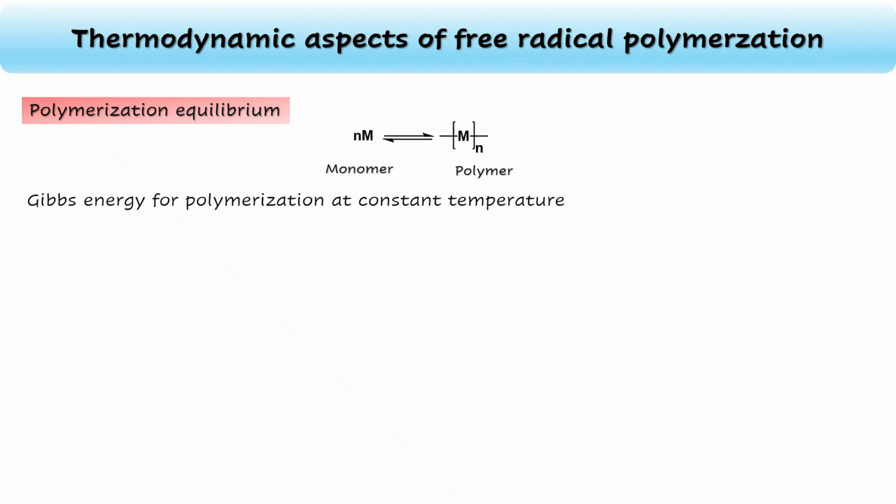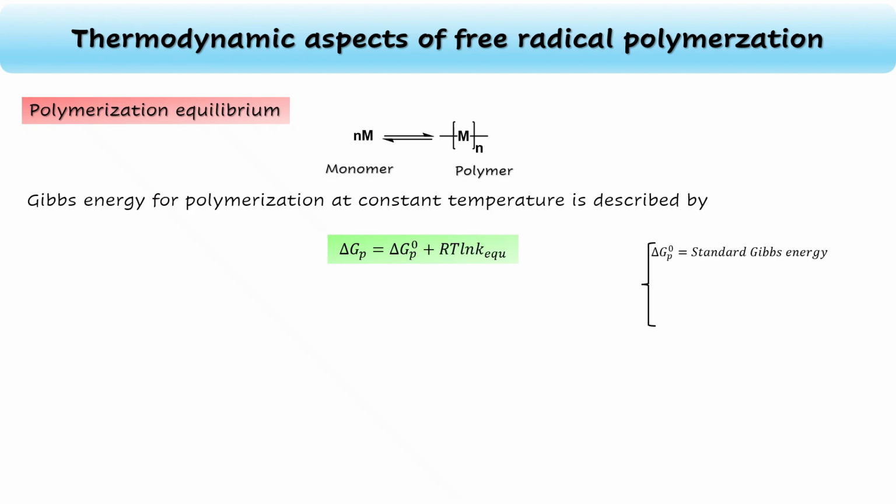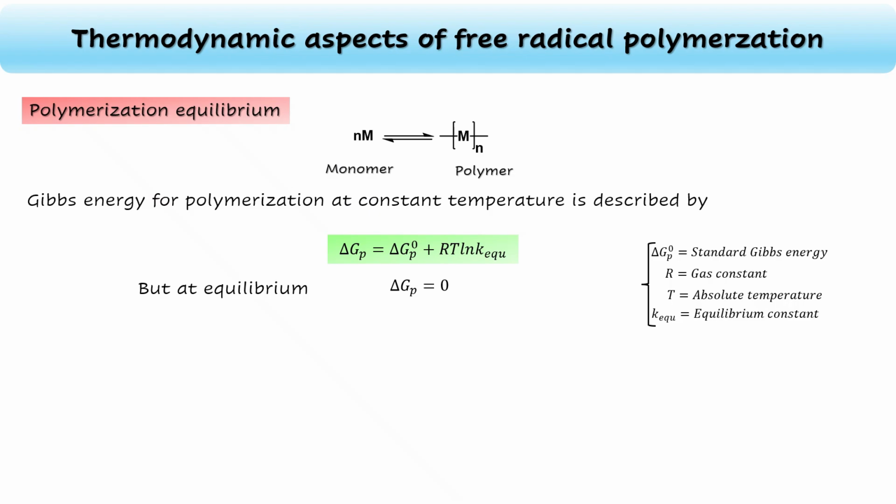At constant temperature, the Gibbs Free Energy for polymerization is given by the equation ΔGp = ΔGp° + RT log K, where ΔGp° is the standard Gibbs free energy, which is defined as Gibbs energy of polymerization at standard condition of temperature and pressure. R is the gas constant, T is the absolute temperature, and K equilibrium is the equilibrium constant.